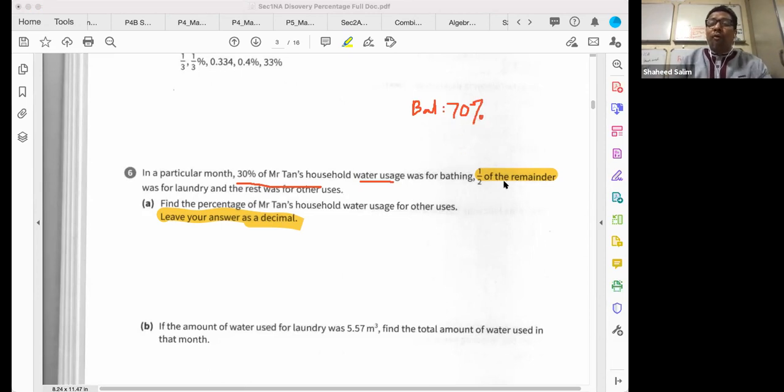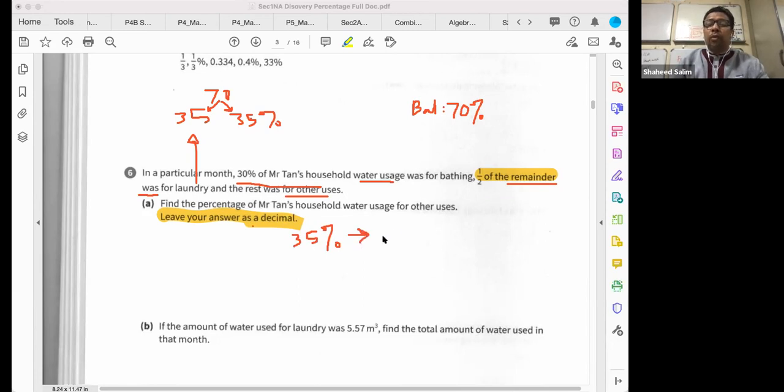Then use half of this 70%. What is half of 70? Laundry must be 35% now. So out of 70%, you split the half of it, 35. The other half is also 35. So the other 35% is used for what? Other users. So they say, what is the decimal? Find the percentage. Percentage is 35%. But they say leave your answer as decimal. So you must change this. How to change this is 35 over 100. 100, how many zeros? 2 zeros, two blanks. Put the dot here. Fill in 35 down here. So 0.35 is the answer.